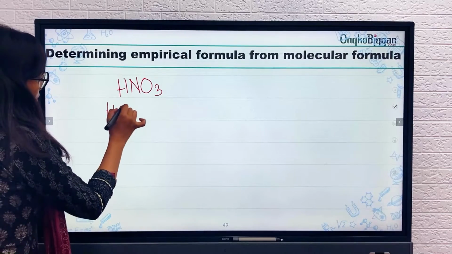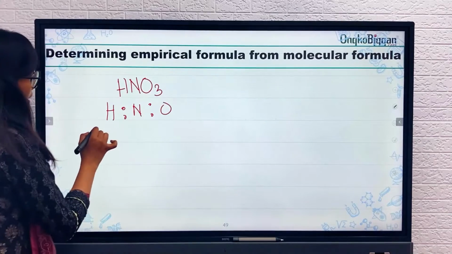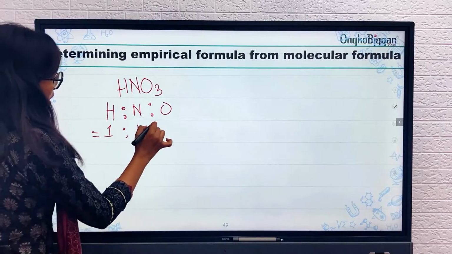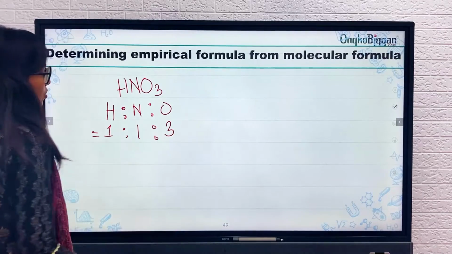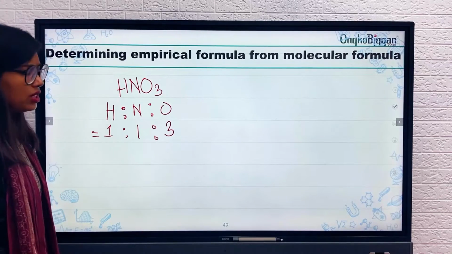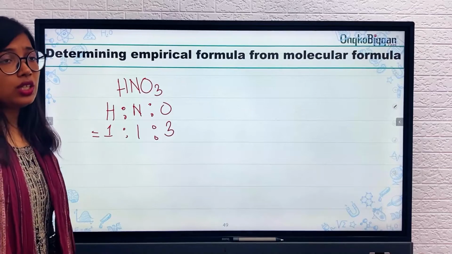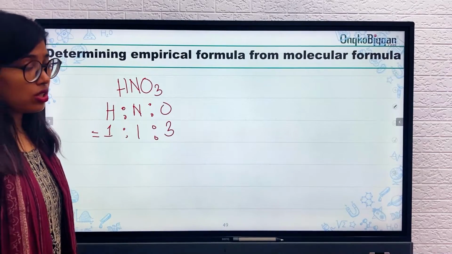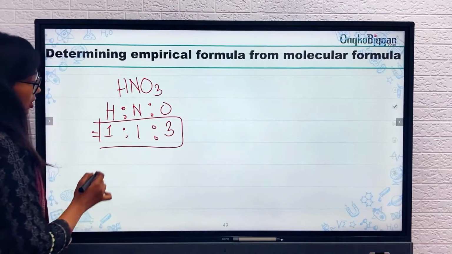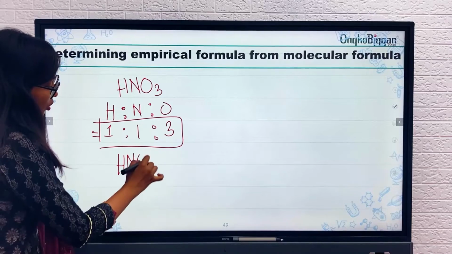So let's do the ratios. How many hydrogens are present here? 1. How many nitrogens are present here? 1. How many oxygens are present here? 3. So are they divisible by any number? No, they're not divisible. They're obviously divisible by 1, but that doesn't count, because dividing something by 1 doesn't change anything. So this is the simplest ratio possible, and the empirical formula would be the same as the molecular formula.